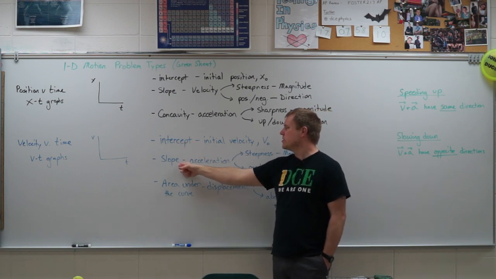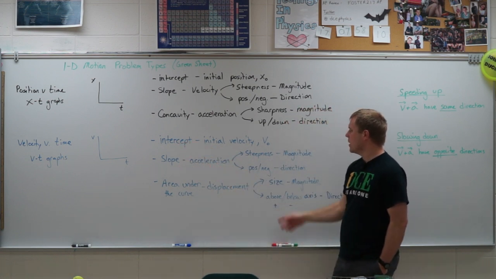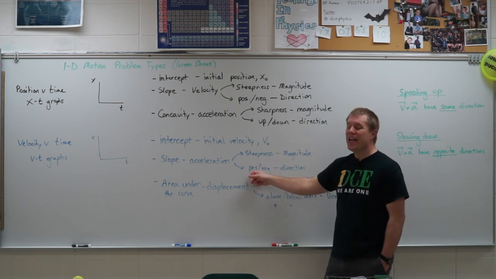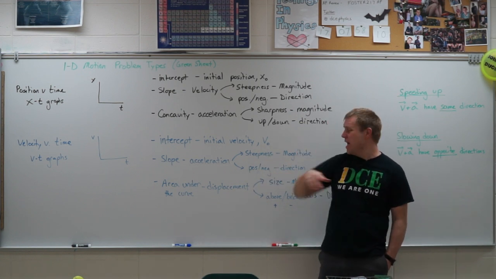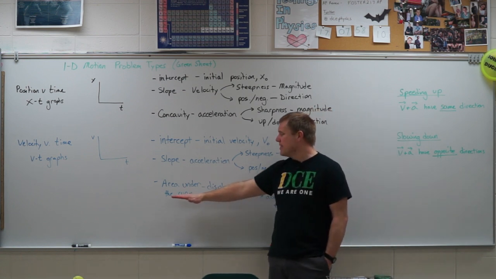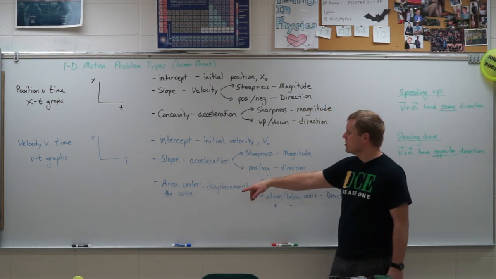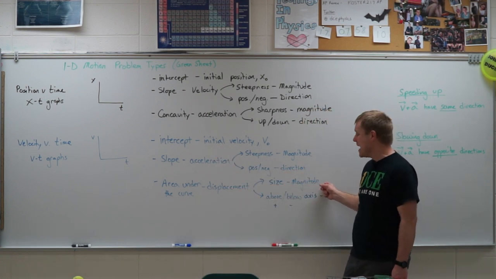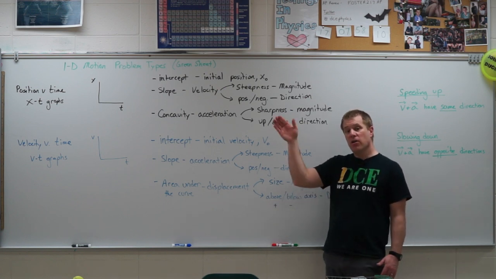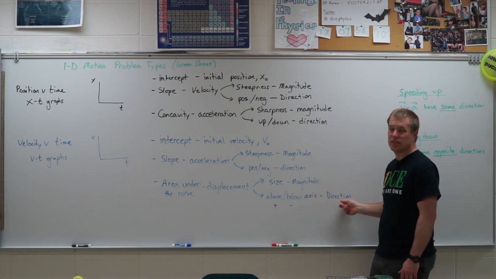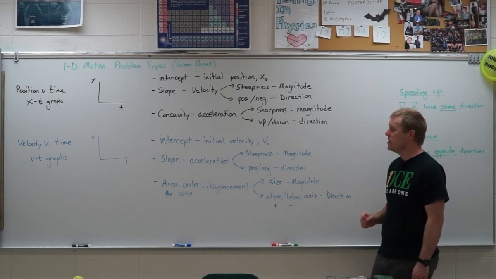Okay, so on our velocity versus time graph, slope tells me about the acceleration. The steepness of the slope tells me about the magnitude. If it's sloped up, positive, or down, negative, tells me about the direction of that acceleration. We can also talk about the area under the curve on a velocity versus time graph, which tells me about the displacement. The size of the area tells me about the magnitude of the displacement. If it's above or below the axis, that tells me if the displacement is positive or negative, so it tells me about the direction of the displacement.